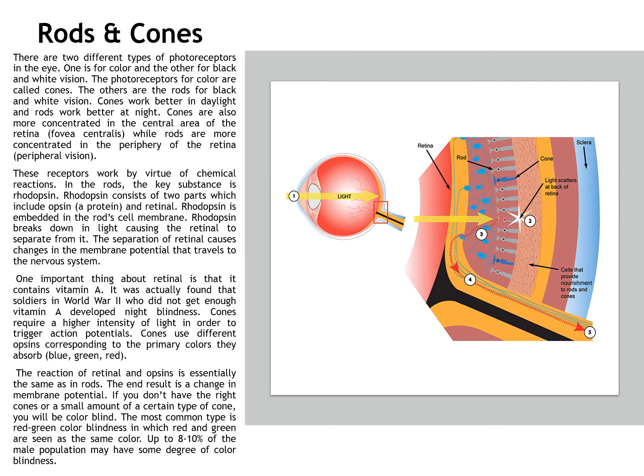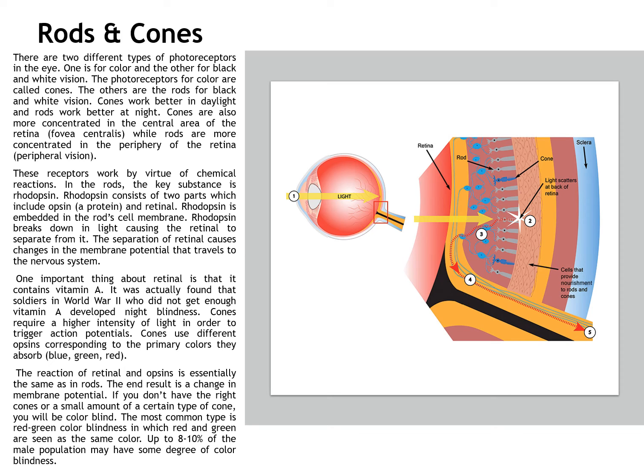Now let's talk about rods and cones. There are two different types of photoreceptors in the eye. One is for color and the other for black and white vision. The photoreceptors for color are called cones. The others are called rods for black and white vision. Cones work better in daylight and rods work better at night. Cones are also more concentrated in the central area of the retina, the fovea centralis, while rods are more concentrated in the periphery of the retina for peripheral vision.